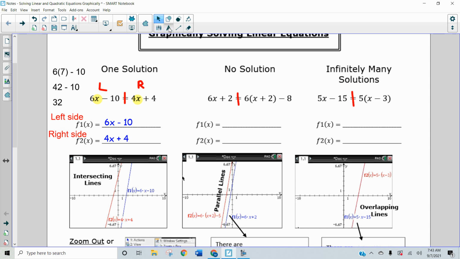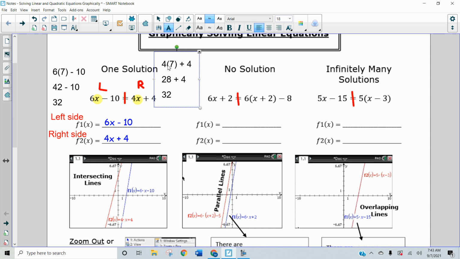Well, let's do the same to the other side. So now we have 4 times 7 plus 4. Well, 4 times 7 is 28, plus 4 is 32. Oh, and look at what we see here.